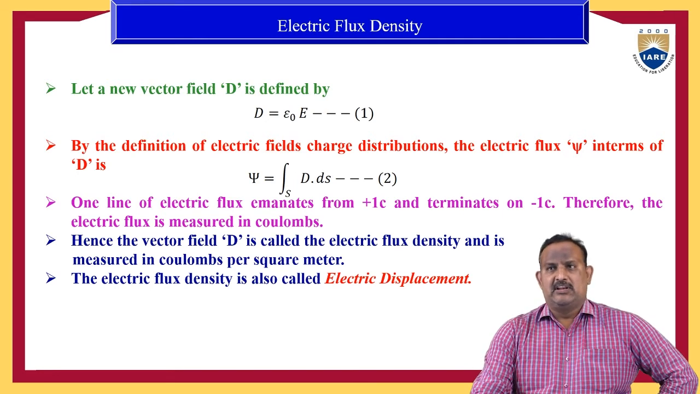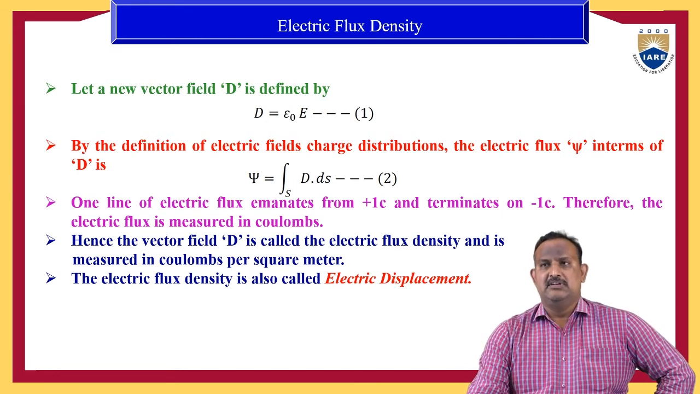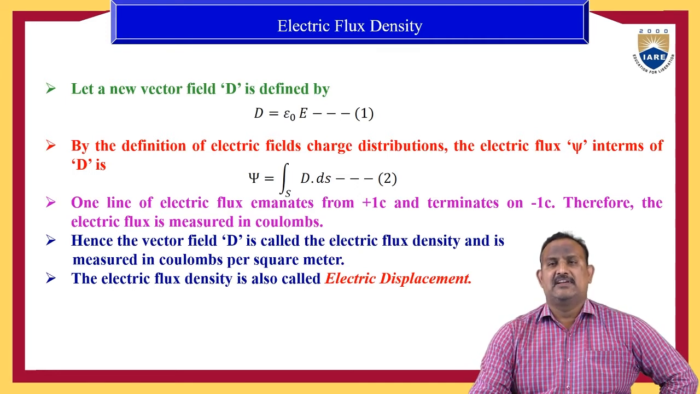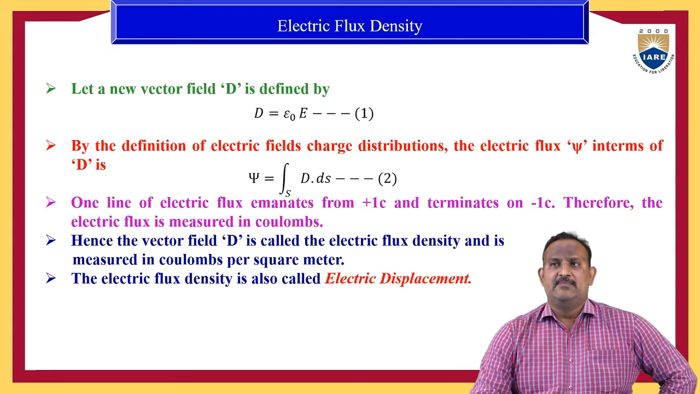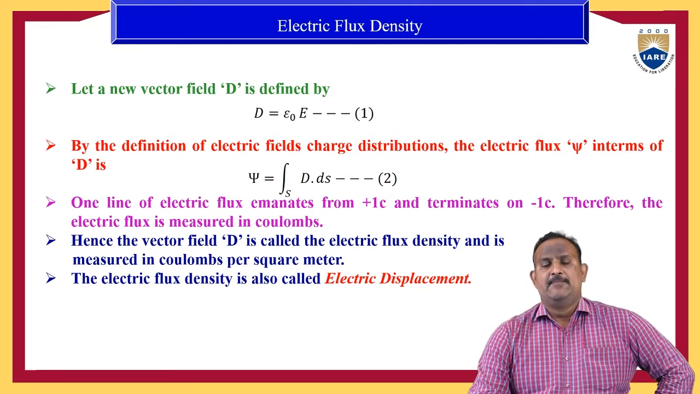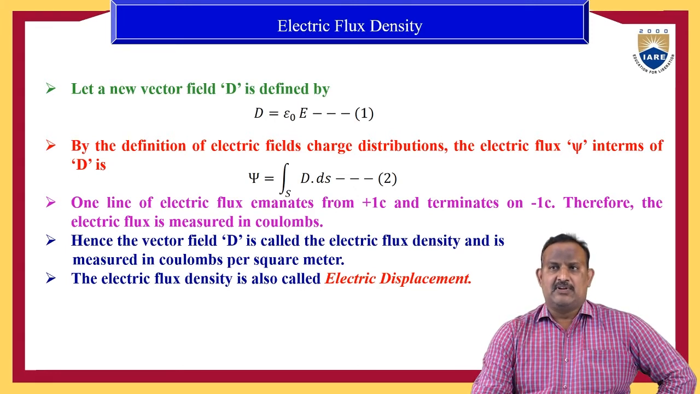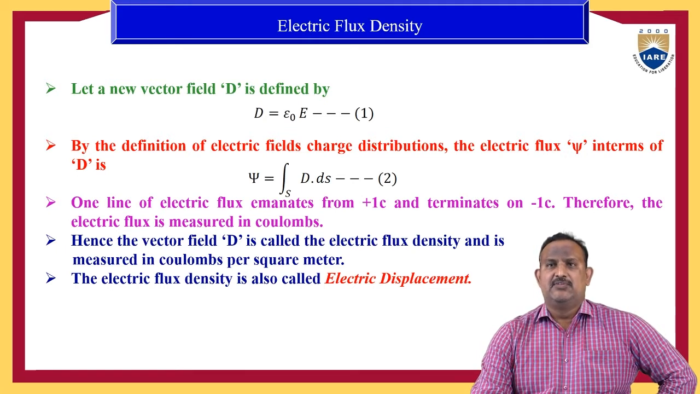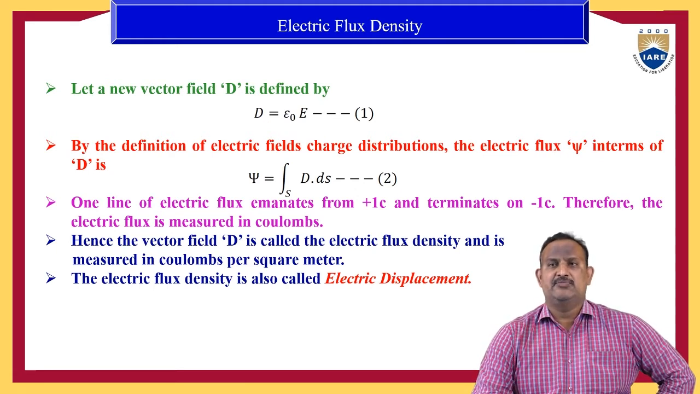By the definition of electric fields and charge distribution, we can define the electric flux psi in terms of electric flux density D, where psi is the electric flux and D is the electric flux density. So psi can be defined as the surface integral of D into ds. The surface integral of D into ds will give the electric flux. Here, electric flux will start from the positive charge and end at the negative charge. Therefore, electric flux can be measured in terms of coulombs.